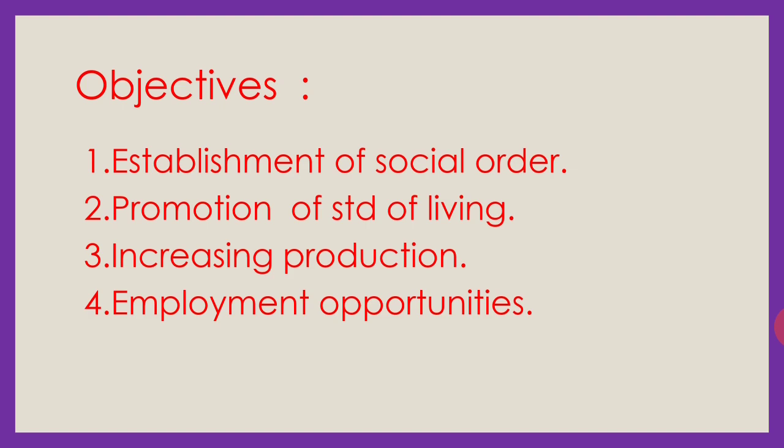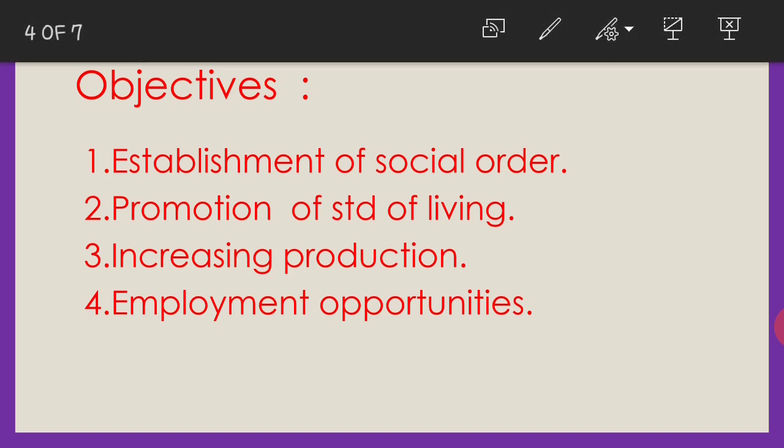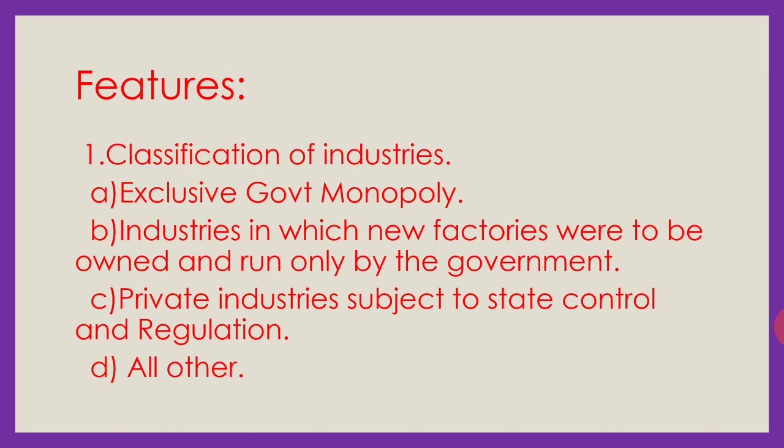With these 4 objectives, the 1948 industrial policy laid down a few important concepts. We will go through all those things. What are the features of the 1948 industrial policy? The first one, classification of industries. The 1948 industrial policy classified the industries of the nation into 4 categories.